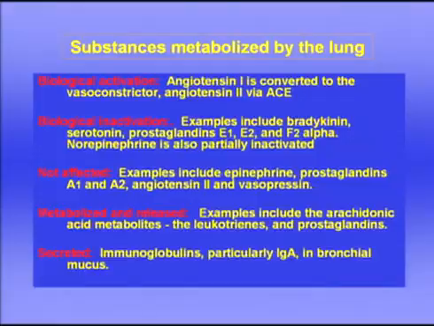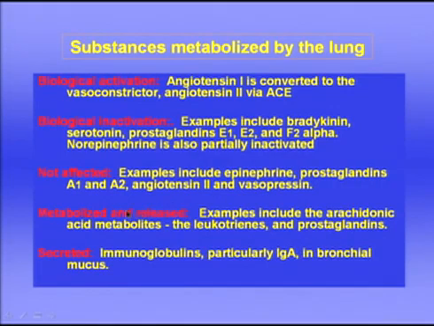So that's the best example of biological activation. There's also biological inactivation, and the examples here are listed: bradykinin, serotonin, and some prostaglandins as well. And so that's an important metabolic function of the lung, that biological inactivation. Many substances are not affected as they go through the lung, listed here: epinephrine, some of the prostaglandins, angiotensin 2, which, as we said, was formed, and vasopressin.